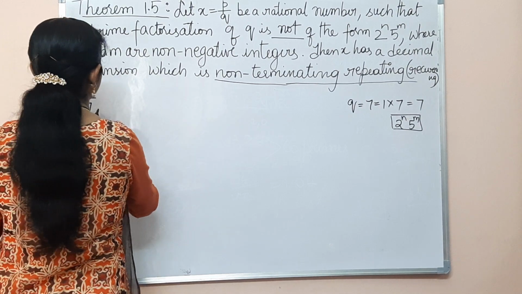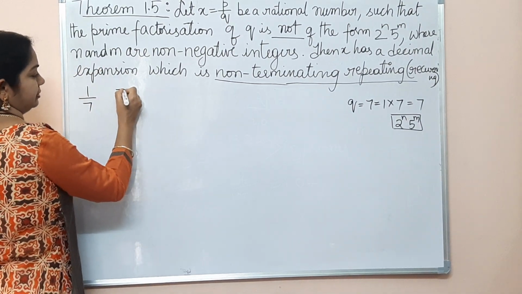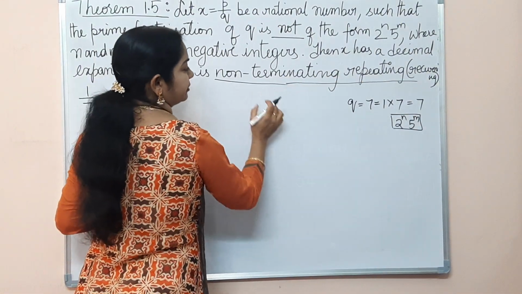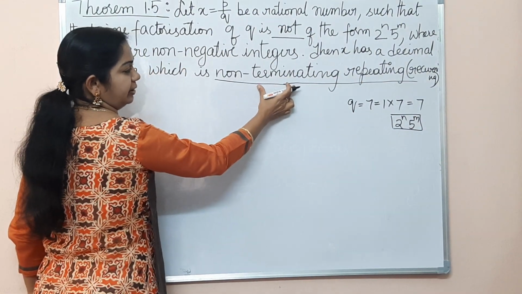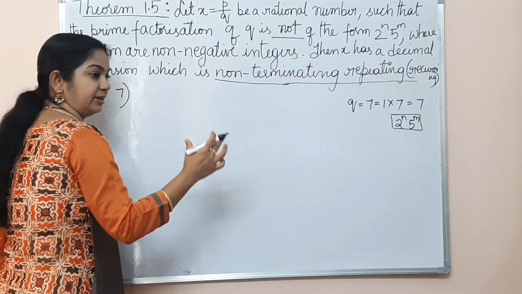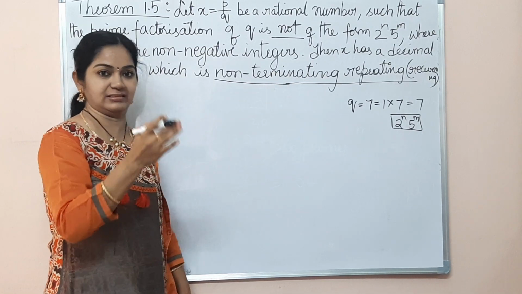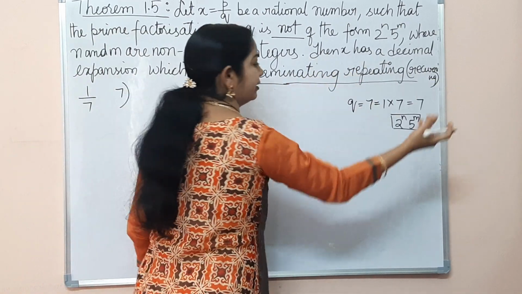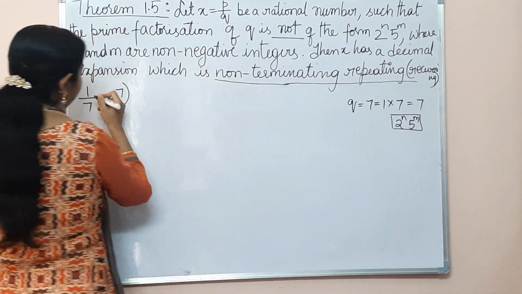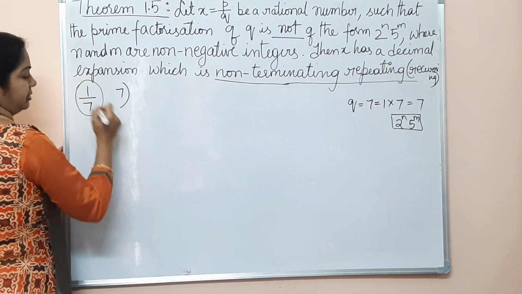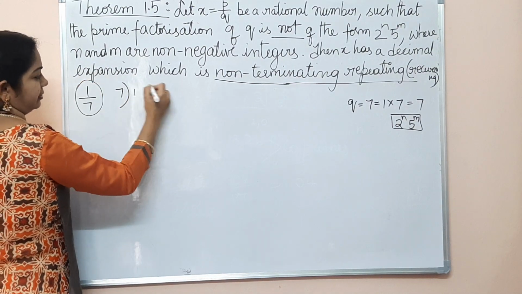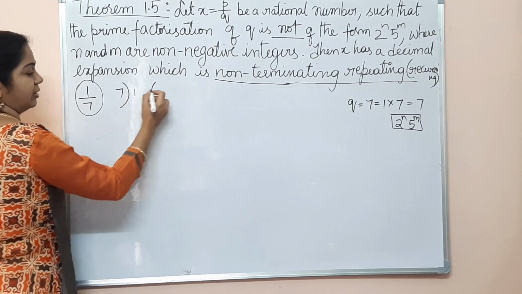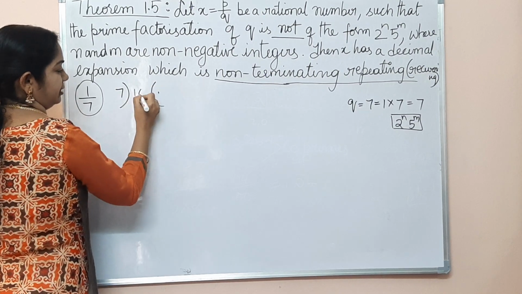So let us check that it is a non-terminating decimal. Do you understand what non-terminating repeating is? Non-terminating means it is not stopping the decimal part, and repeating means the numbers are being repeated. Let us check this for the rational number 1 by 7. I'll take the expansion. 1 is smaller, so we'll take a decimal point and 10.